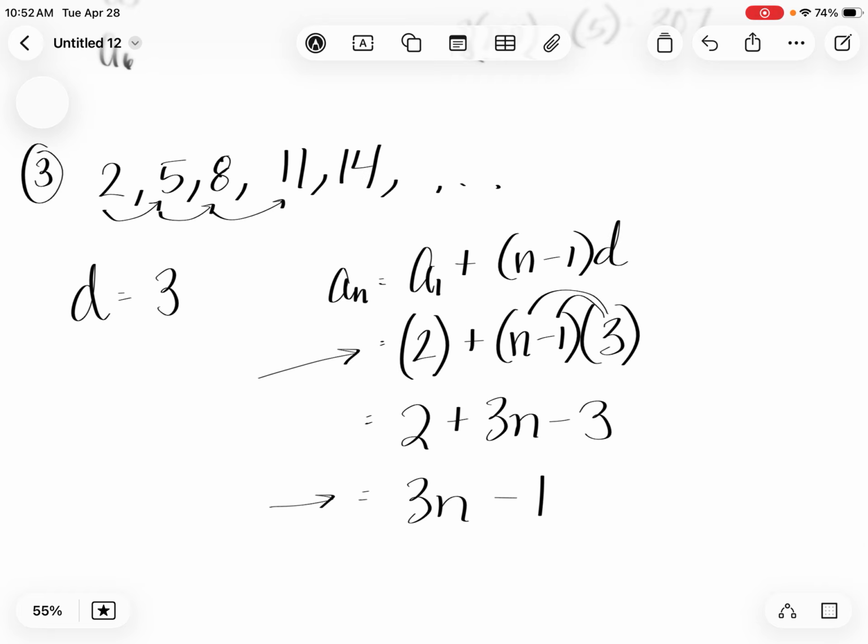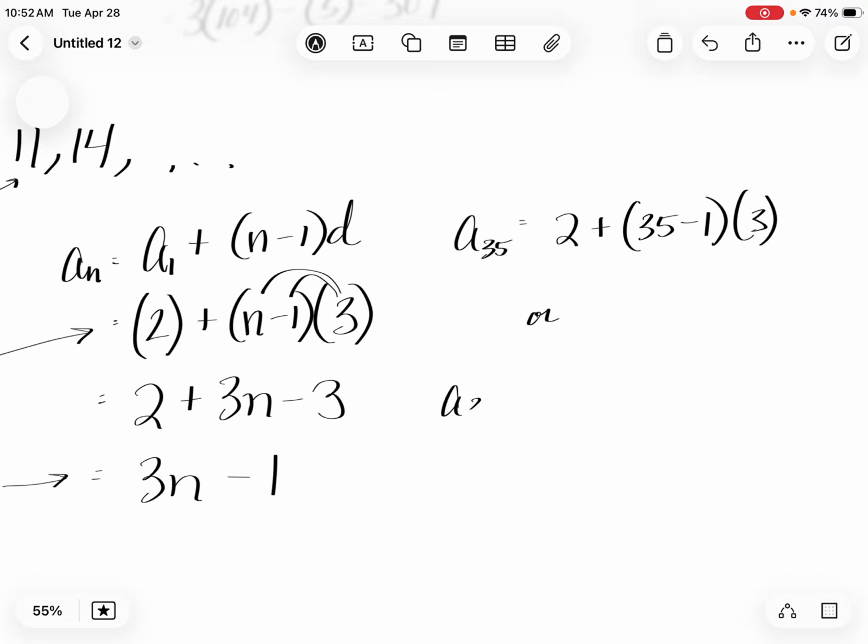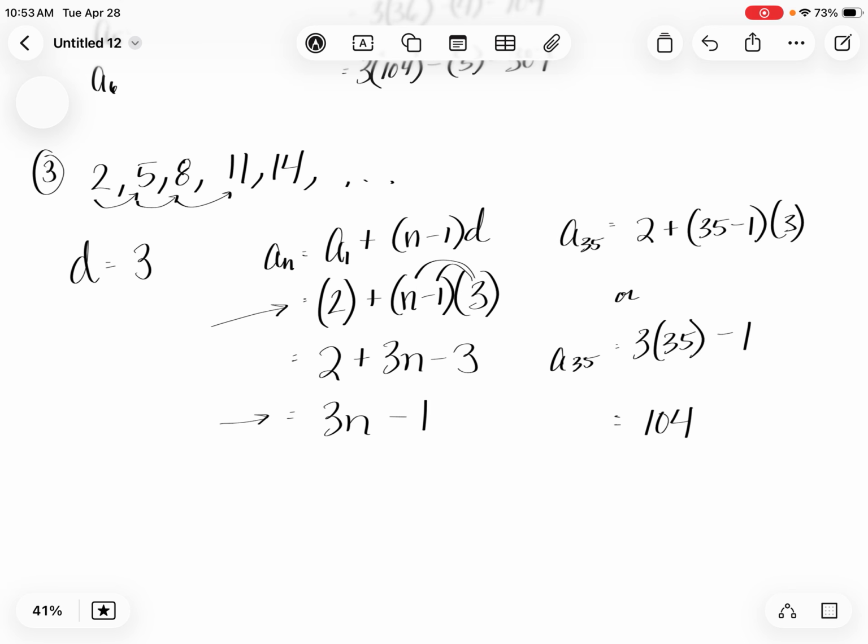And then it says the 35th term. So to be fair, you could go 2 plus 35 minus 1 times 3, which would be all right. Or you could go 3 times 35 minus 1. Like either way, it's going to give you the same answer. And either way, I get 104. That's number 3.